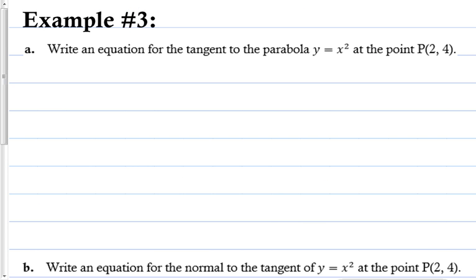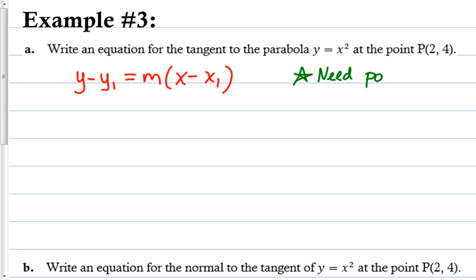Okay, example 3 says write an equation for the tangent to the parabola y equals x squared at the point 2, 4. So that red line from my last slide, we're actually going to write an equation for that line. And if you remember how to write equations, the friendliest version for this class is point slope form. For point slope form, you need 2 things. You need a point and you need a slope. Let me write that down. Need point and slope.